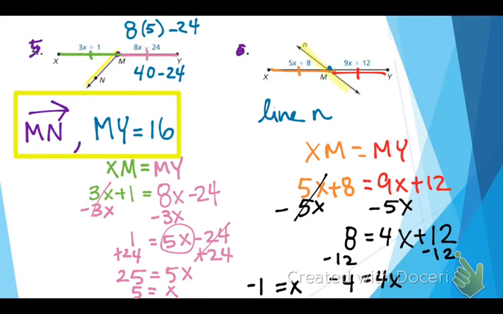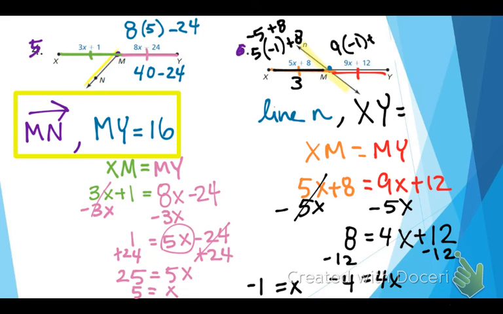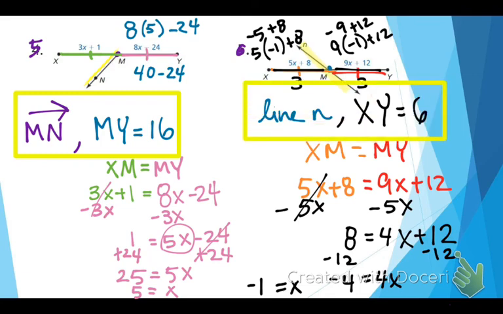So, what do we want to find now? Let's find the whole line. Let's say XY. So, we're going to plug in negative 1. You could really plug it in anywhere, because they should be equal. What's 5 times negative 1? Negative 5. What's negative 5 plus 8? 3. So the length of XM is 3. You can check on the other side as well, because it should also be 3. What's 9 times negative 1? Negative 9 plus 12 is also 3. So what is the full length of XY? 6. Good.